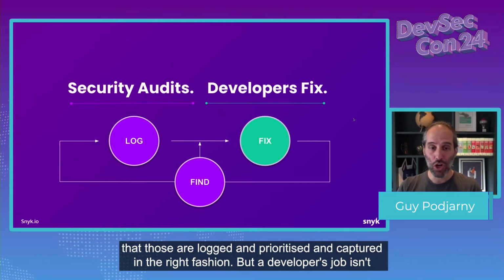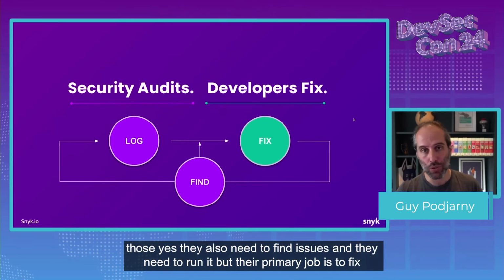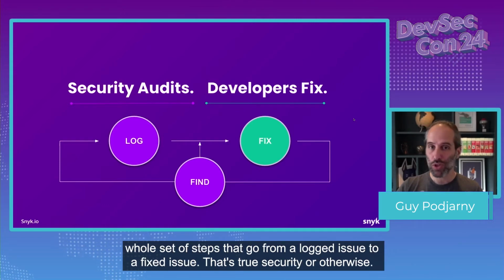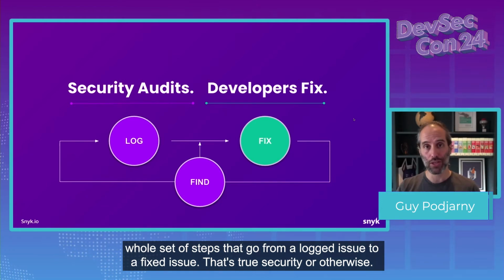But a developer's job isn't those. Yes, they also need to find issues and they need to run it, but their primary job is to fix them. Their primary job is not to be aware of bugs. Their primary job is to fix the bugs. So there's a whole set of steps that go from a logged issue to a fixed issue. That's true for security or otherwise.